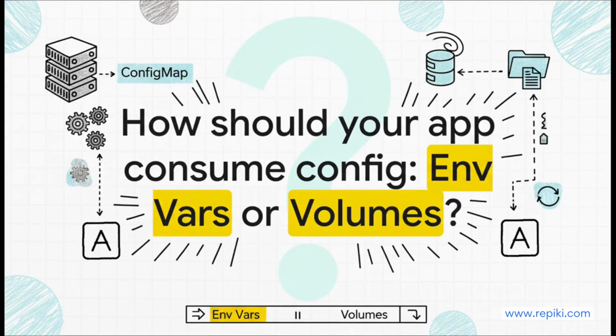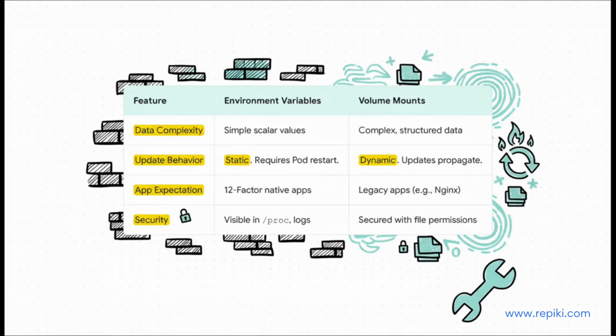So, once the ConfigMap is living in your cluster, you hit the most critical fork in the road. How is your app actually going to get that data? Is it going to be through environment variables or as files in a mounted volume? The answer you pick has huge consequences, especially when it comes to how you handle updates down the line. Let's just break down these trade-offs because they're super important.